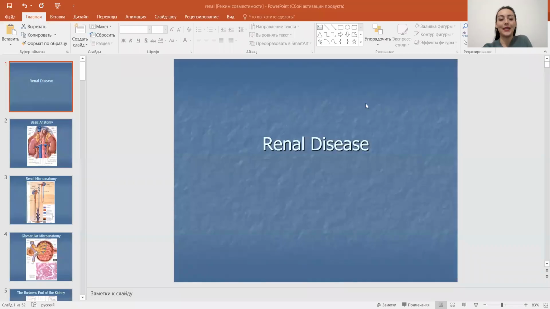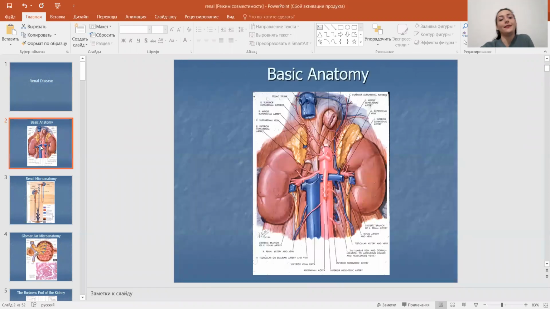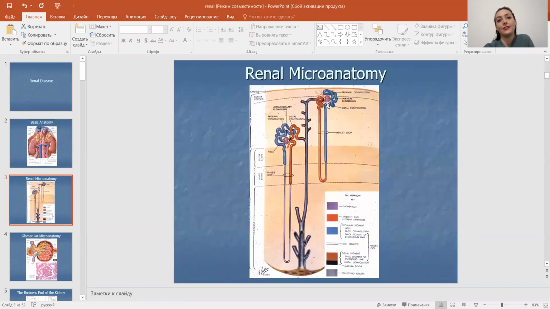Hi, today we are learning about renal disease, or pathology of the renal system. Now, let's remember the normal structure of the renal system and its histological microanatomy.